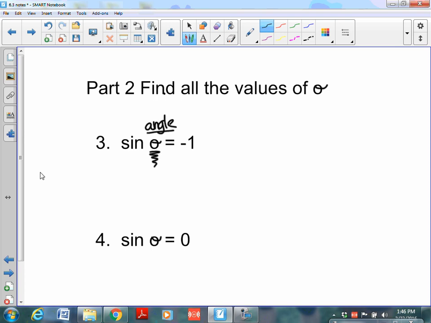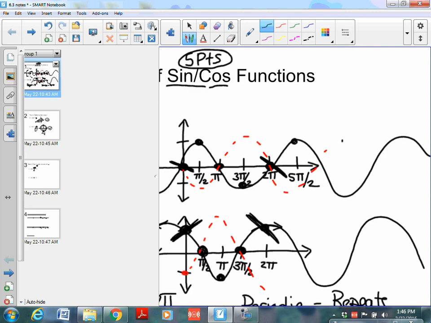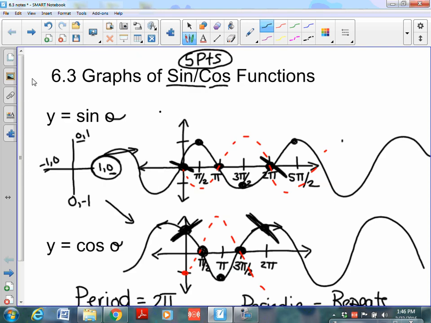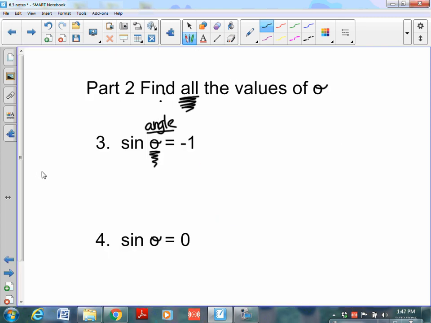Okay, here's the key word in part 2. The word all. Find all the values of theta. Ready to do this? And it becomes tricky. So, where is the sine of theta equal to negative 1? I'm just going to go back to the first page. Sine of theta equals negative 1. Here's my sine graph. Where is your graph at negative 1? Isn't it at 3 pi over 2? Right here is where your angle is. So, you're going to put 3 pi over 2 down.